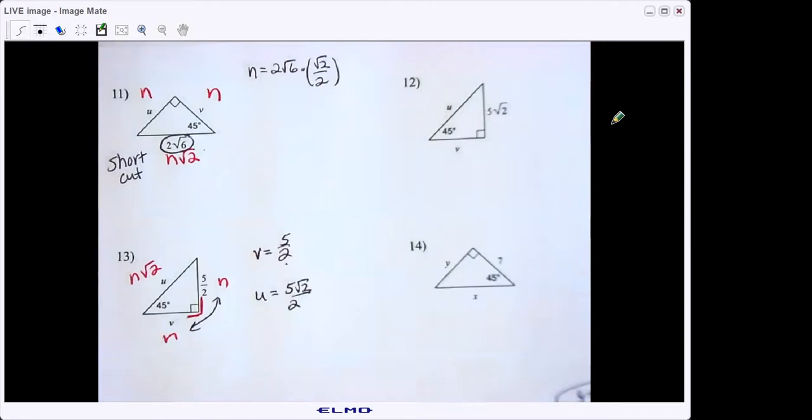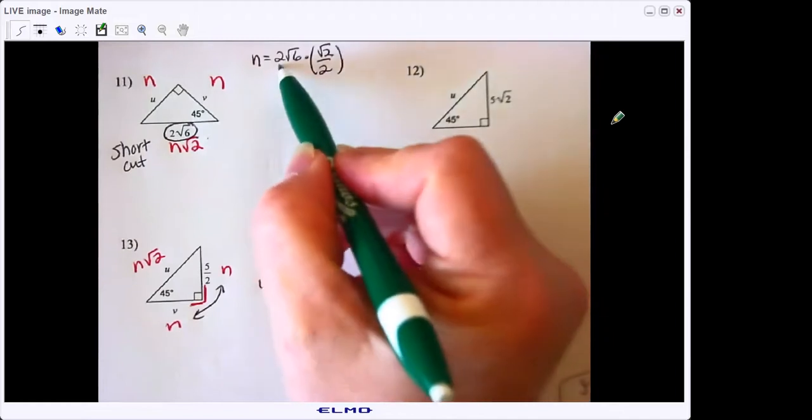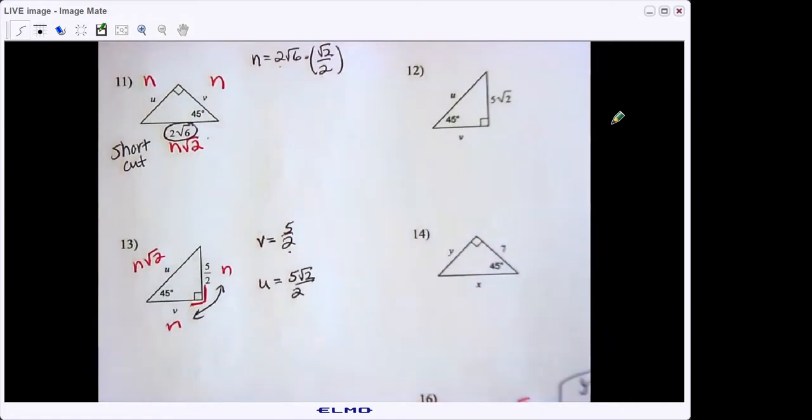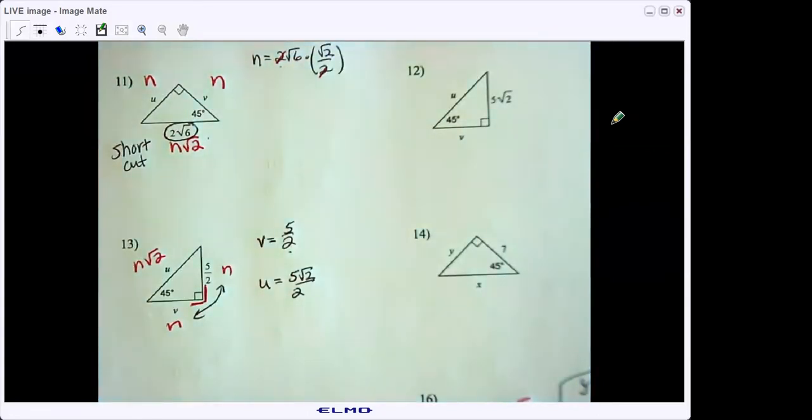So solving for n looks like this so far. You can multiply it out and go 2 root 12 over 2, but what happens to these 2's on the outside? What happens to 2 over 2? Would it be 1? Yeah, it'd be 1, or they can cancel. Okay, good. It'll give you a 1.